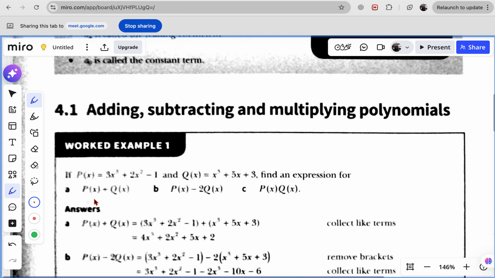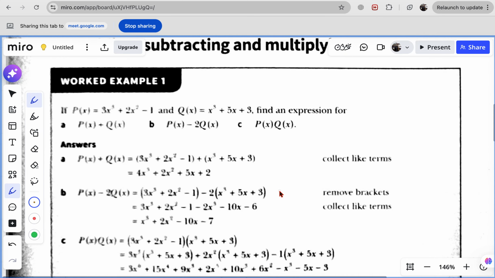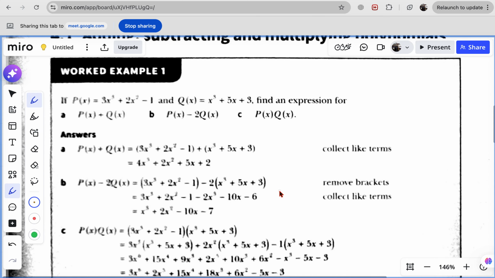Find an expression for p(x) plus q(x), which is easy, you know. Normal mathematics, we are asking you to add this polynomial to this polynomial. That's the first question. The second question says you should subtract 2q(x), take it away from p(x). The third one says you should multiply p(x) and q(x). So in any case, the first one is addition, the second one is subtraction. Let's start with the first one, which is the addition of polynomials.